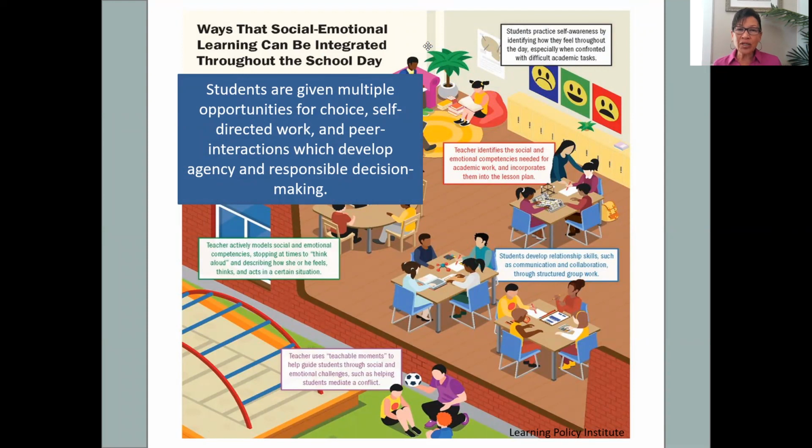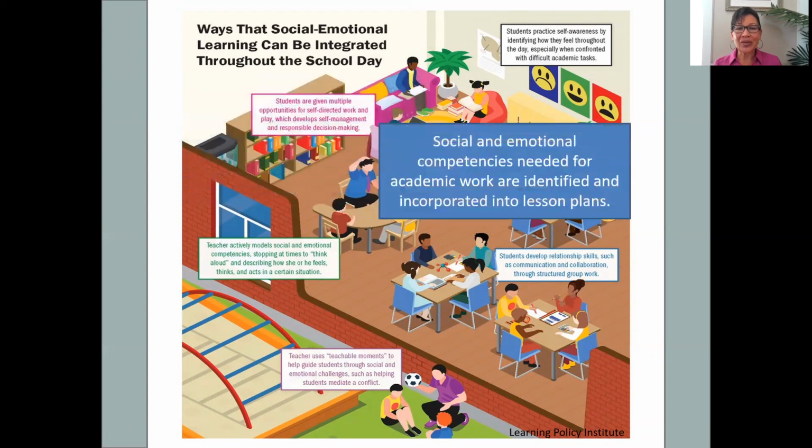which allows them to really develop agency and responsible decision making, because we want to learn how to make good decisions in a safe environment. And we want to learn how to do that at a very young age, where the fallout from making a poor decision isn't as impactful as it is when we make poor decisions as adults. We also want to develop social and emotional competencies through lesson plans and through building that into our curriculum and our content, as we saw in the video.